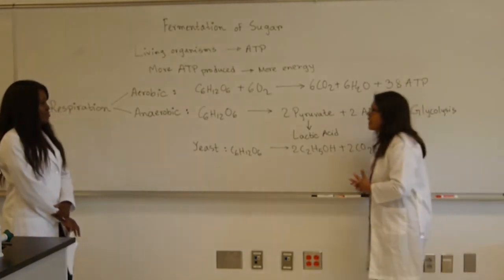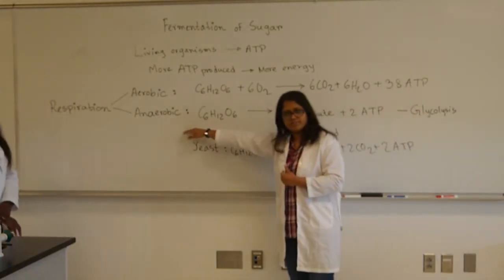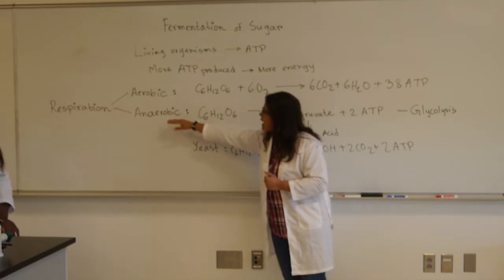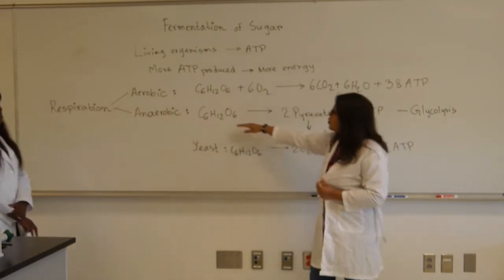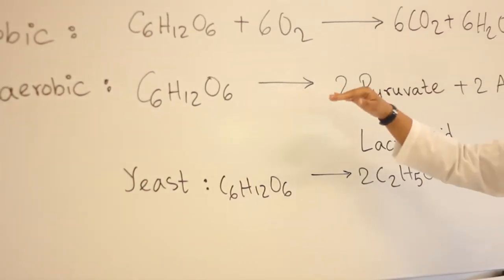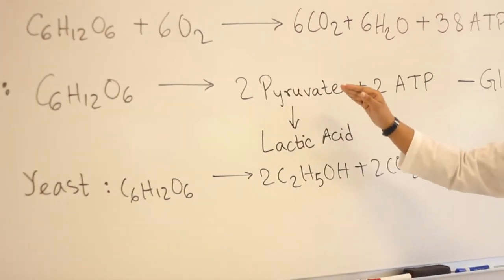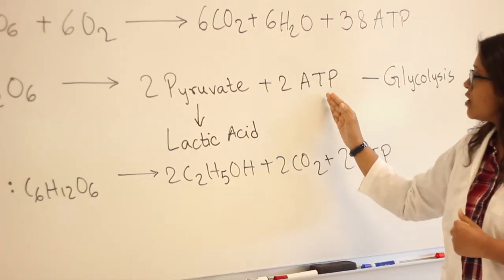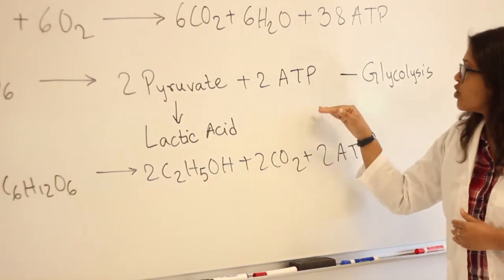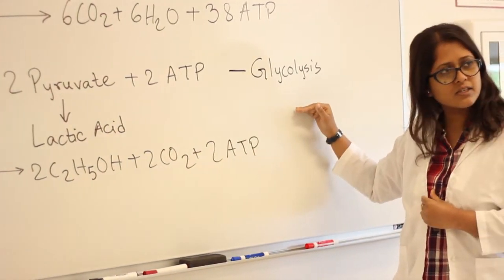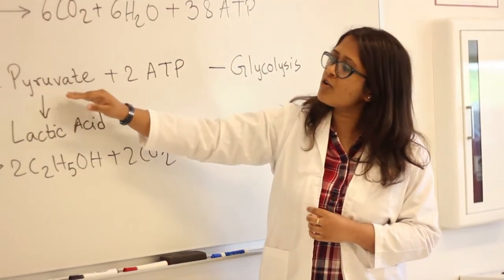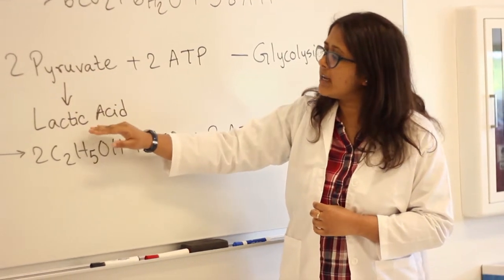But what happens when there is no oxygen? In an anaerobic system, the glucose gets broken down to pyruvate and only produces 2 ATP. So it doesn't go beyond the glycolysis cycle, and the pyruvate transforms to lactic acid.